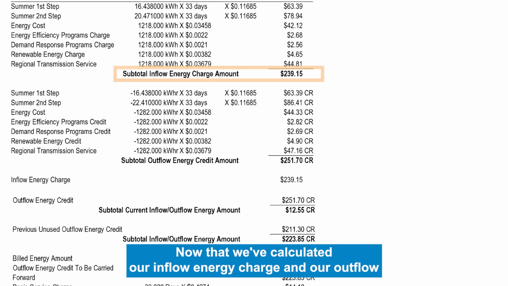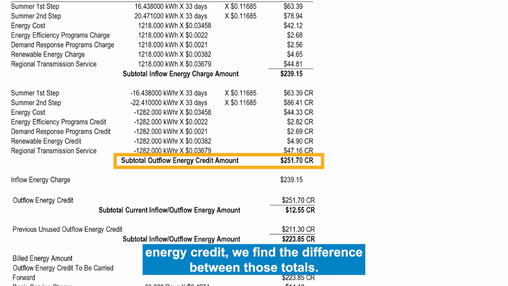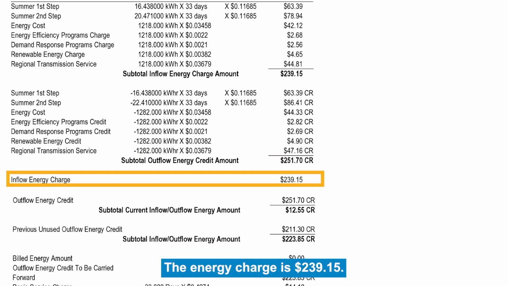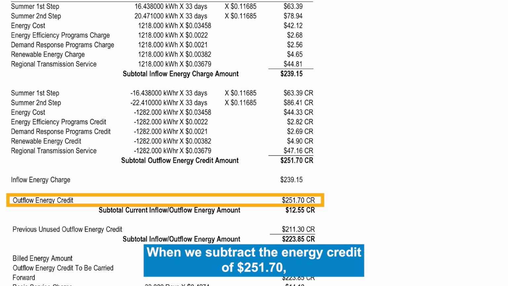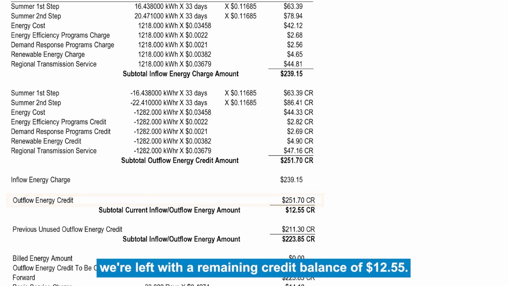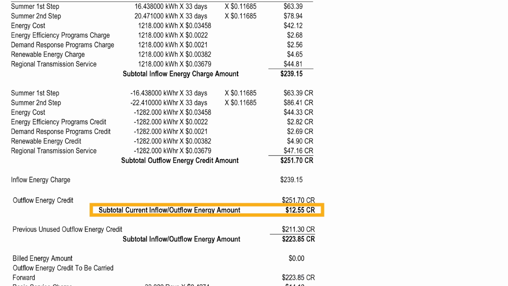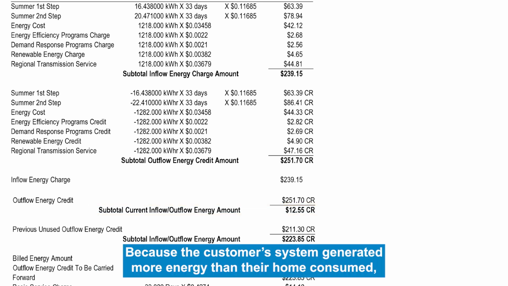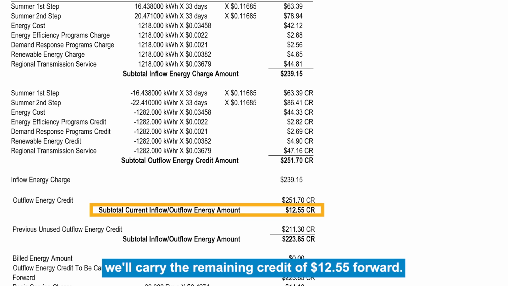Now that we've calculated our inflow energy charge and our outflow energy credit, we find the difference between those totals. The energy charge is $239.15. When we subtract the energy credit of $251.70, we're left with a remaining credit balance of $12.55. Because the customer system generated more energy than their home consumed, we'll carry the remaining credit of $12.55 forward.